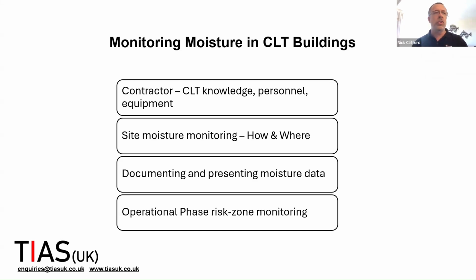And then we need to focus on the operational risk zone monitoring. There's a lot of talk about construction phase monitoring, but a lot of damage that's happening in CLT buildings is happening in service during the operational phase. And we need to think about how we're going to mitigate those risks too. So we can't just concentrate on the construction phase. And so we're going to have a look at that today.